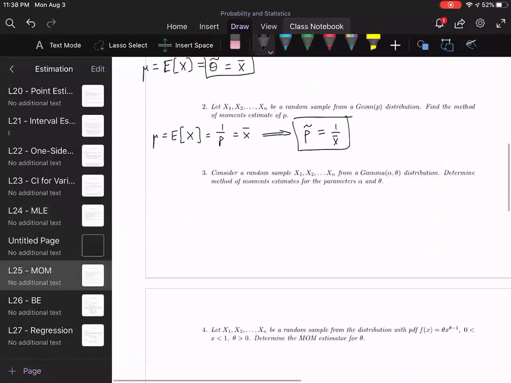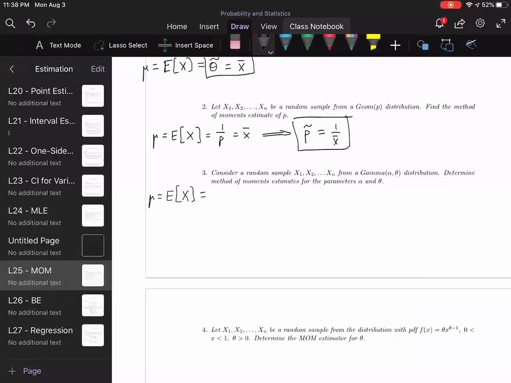Let's continue. This is the gamma distribution. I don't think we had an MLE one of this, but you could always do it on the side. So we want to consider a random sample of n observations from a gamma alpha theta distribution and determine the method of moments estimates for the parameters alpha and theta. So here we have 2 parameters. So the mean is the expected value of x.